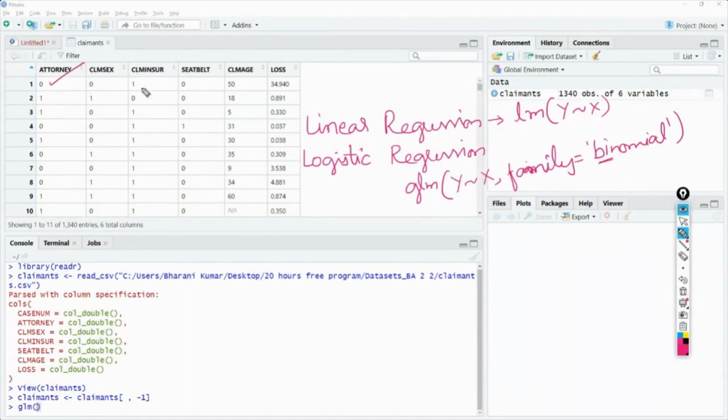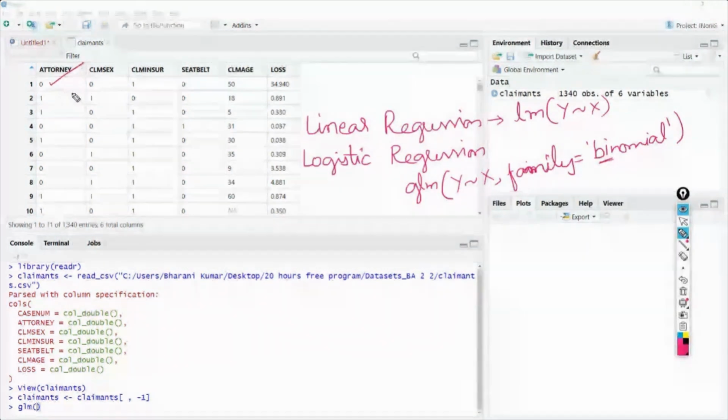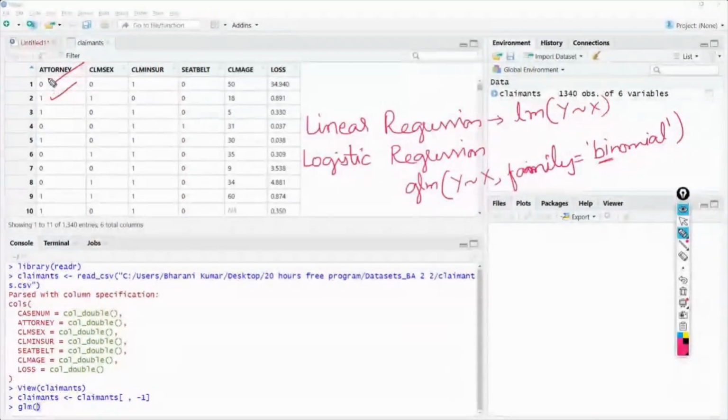Bi means two. Here you have two: either a person will hire or a person will not hire. Will hire or not hire. You have two, binary, right? Binomial. That's generalized. Why is it called a generalized linear model?